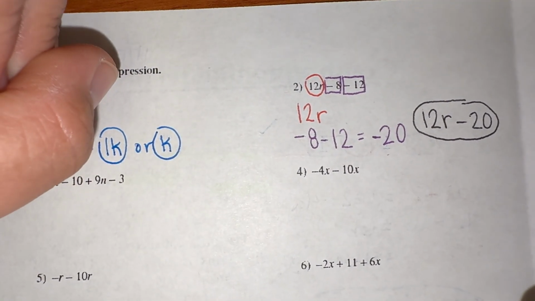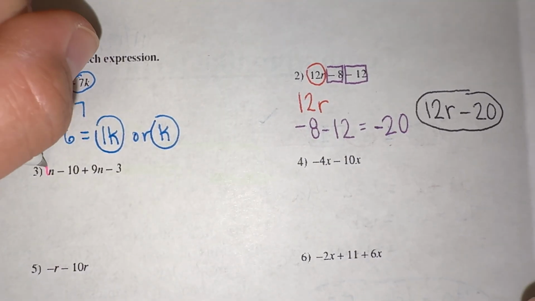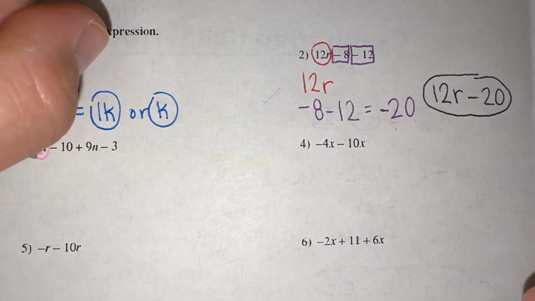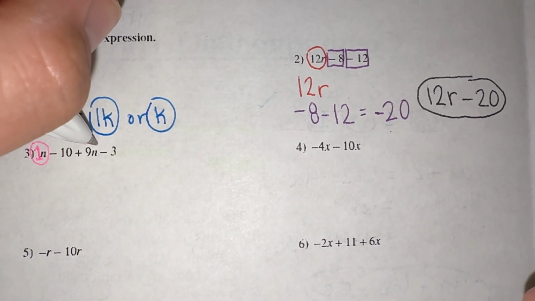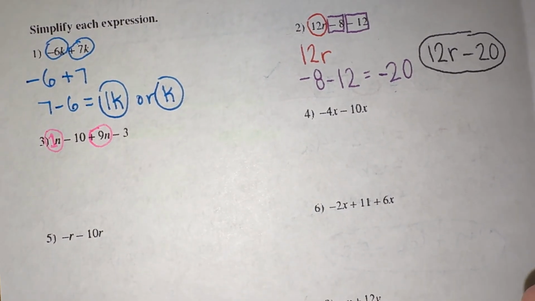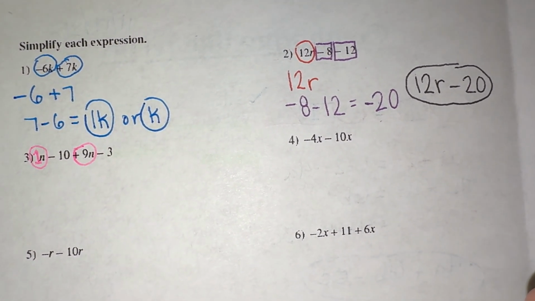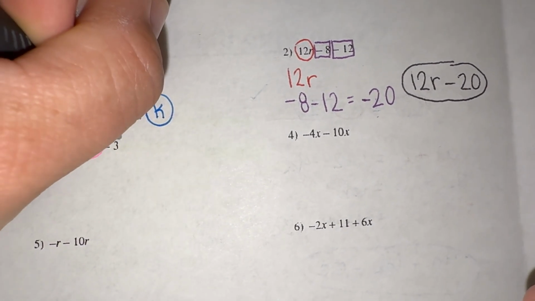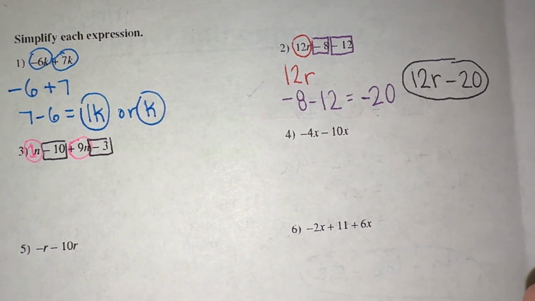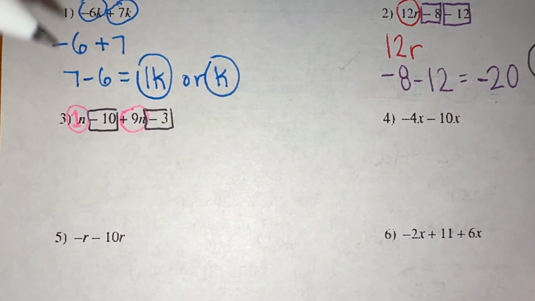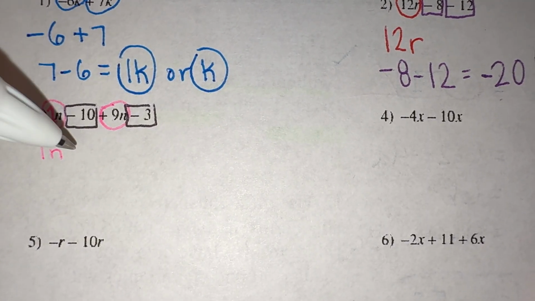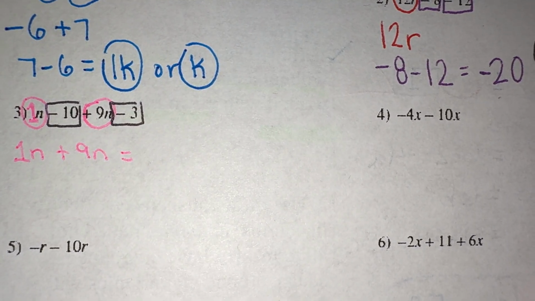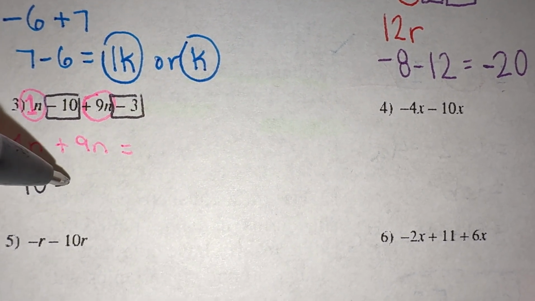Number 3, we have n. N is by itself. Remember, when it's a variable without a number, you want to put a 1 in front of it. We have 1n, circle that. And we also have a 9n, circle the plus 9n. And then we have a negative 10 and a negative 3. So we're going to box those two. Now let's rewrite it to combine those like terms. So we have 1n plus 9n, and we have negative 10 minus 3.